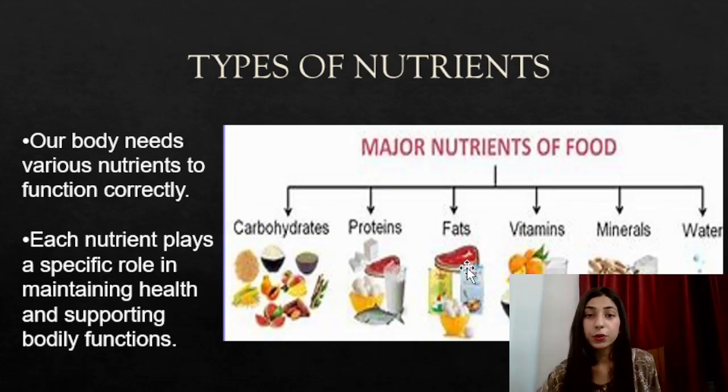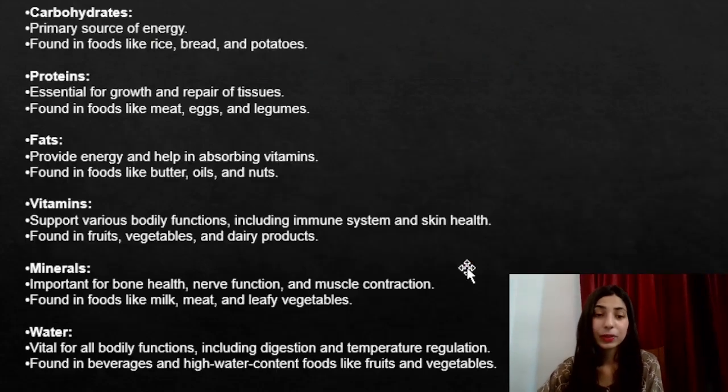Then we have types of nutrients. The body needs various nutrients to function properly, and each nutrient has its own specific role for maintaining body functions and health. Major nutrients are carbohydrates, proteins, fats, vitamins, minerals, and water. Let's discuss each of them in detail.